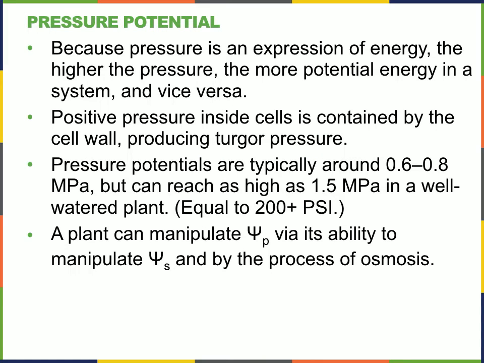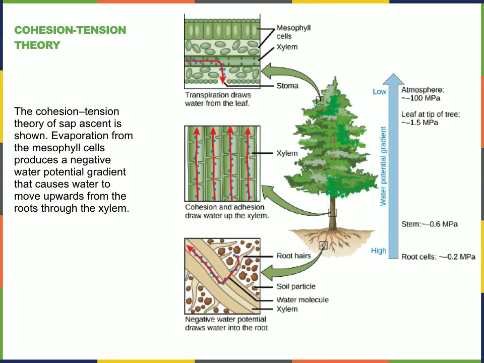These potentials are really expressions of energy. The higher the pressure, the more potential energy in a system, and vice versa. Plants maintain low pressure in their leaves, and they do this by evaporating water. So water's continually moving away, and that helps them pull water up to the highest part of the plant. Okay, this is the cohesion tension theory.